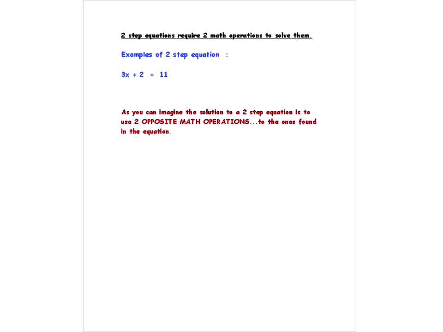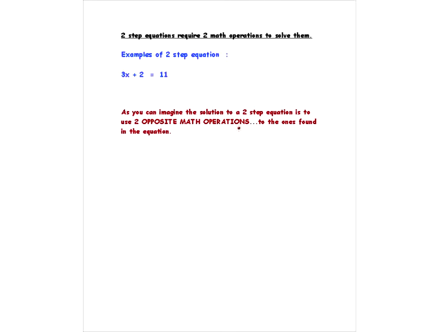All right, so those are all one-step equations. You just have to do one process, which again we said was the opposite math operation to solve the problem. When we look at two-step equations, they're going to require 2 math operations to solve them. So here's an example of a two-step equation.